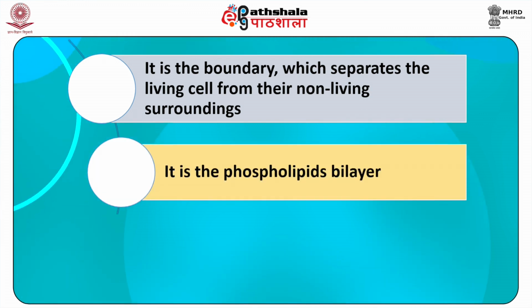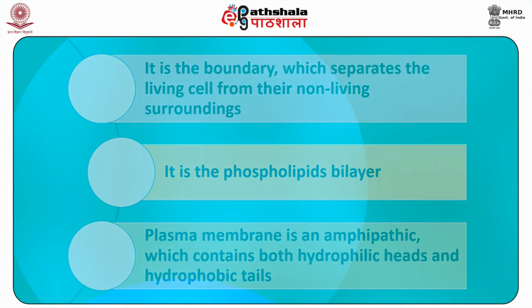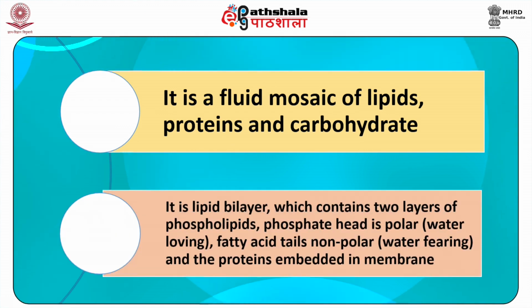It is a phospholipid bilayer. Plasma membrane is amphipathic, which contains both hydrophilic heads and hydrophobic tails. It is a fluid mosaic of lipids, proteins and carbohydrates. It is a lipid bilayer which contains 2 layers of phospholipids. The phosphate head is polar, that is water loving. Fatty acid tails are non-polar, water fearing, and the proteins are embedded in the membrane.